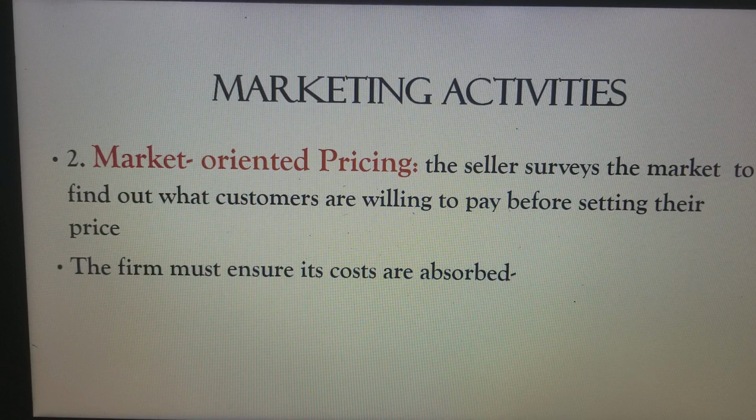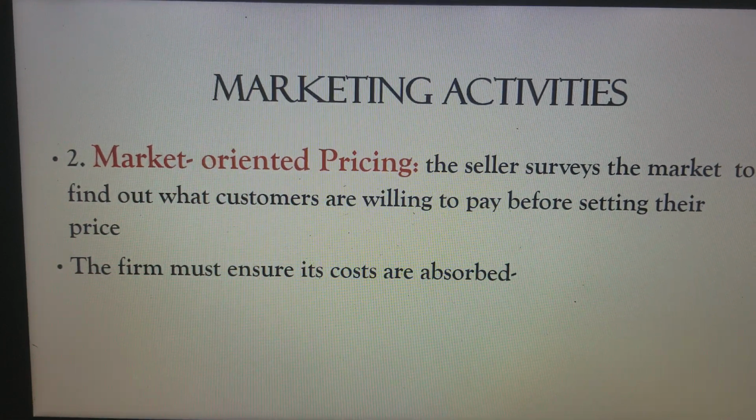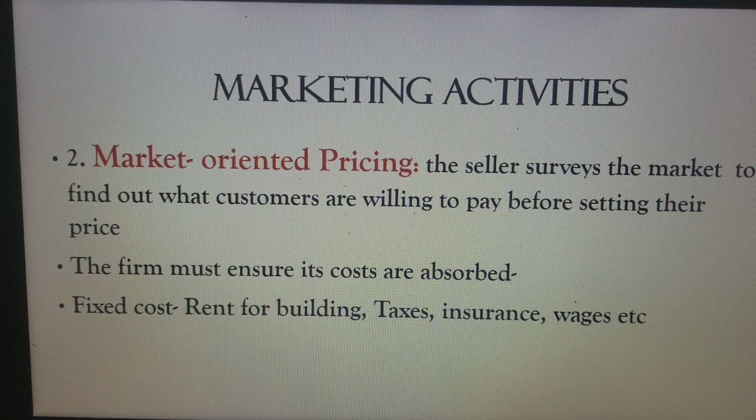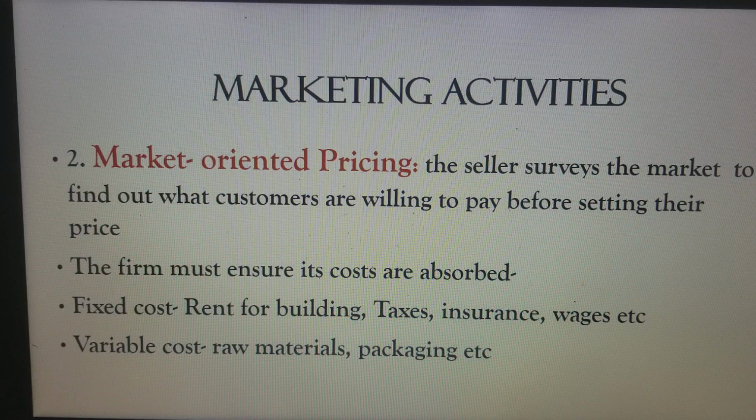The firm must ensure its costs are absorbed. So even though we are seeking to determine what level of price the consumer will be willing to pay, we have to also pay attention to, yes, our costs, the extent to which that selling price will absorb our cost of operation. We have what is called the fixed costs. So we have to take into consideration fixed costs. For example, fixed costs we refer to as our rent for the building, that is a fixed cost, the taxes that we have to pay, the insurance, the wages that we have to pay our workers. All of those are referred to as fixed costs. And the variable cost now would be the raw material, because this fluctuates as the production takes place, and packaging. Yes, the packaging cost will vary based on the quantity of products you're putting out each time.